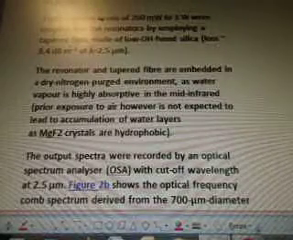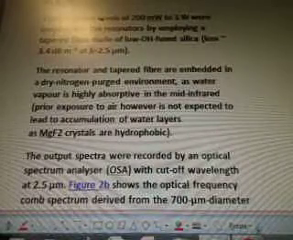Optical power levels of 200 mW to 1 W were coupled into the resonators by employing a tapered fiber made of low OH fused silica. So silica comes up again. Then there's another calculation. And the resonator and tapered fiber are embedded in a dry nitrogen purged environment as water vapor is highly absorptive. So it's got the keywords.